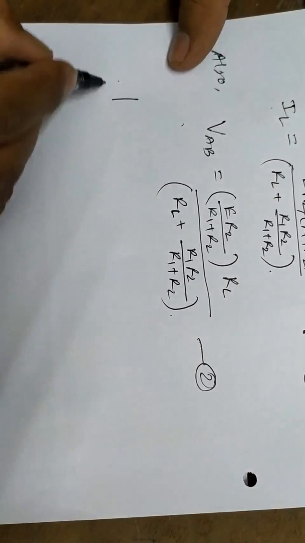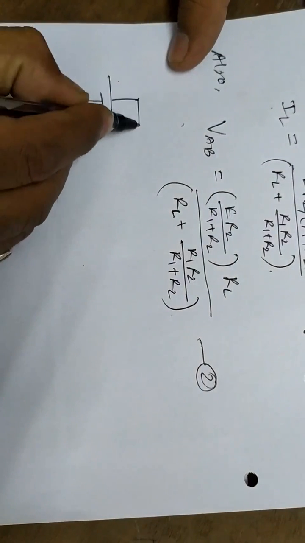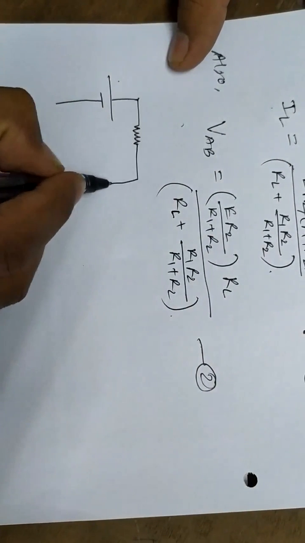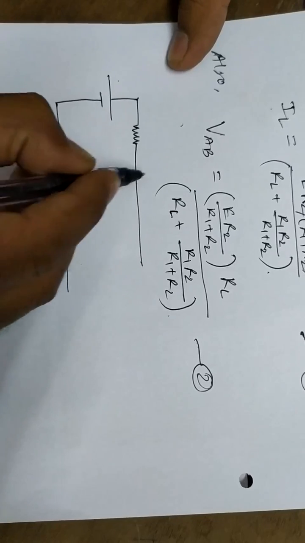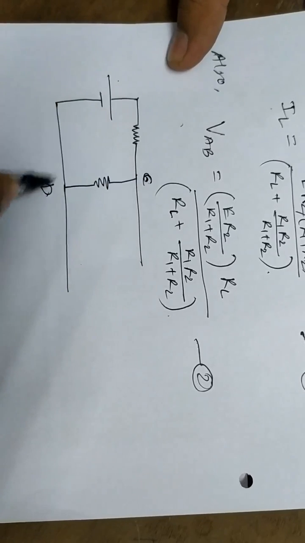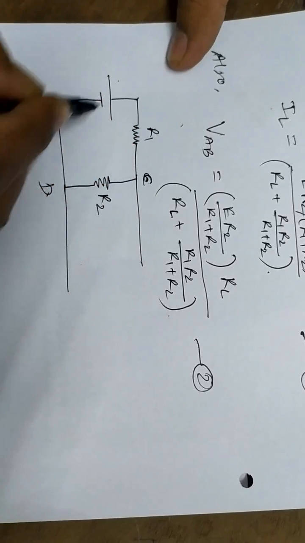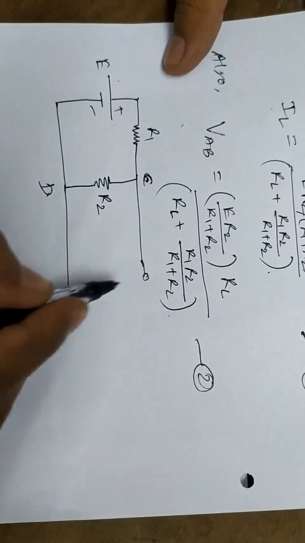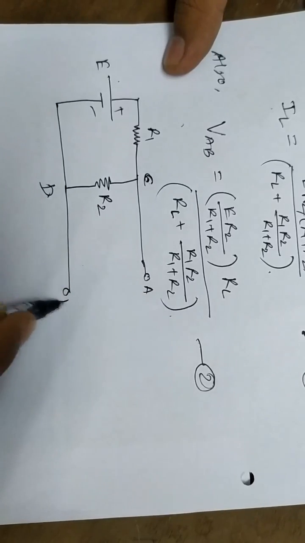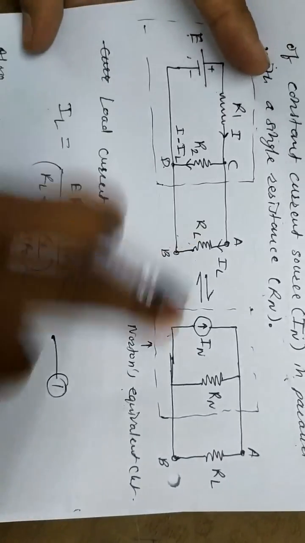Now we draw this circuit here. We have the voltage source here, the resistance R1, here the resistance R2. This is point C, this is point D, this is R1, this is R2, and this is E, and this is the point A and point B. And we have to remove this RL.